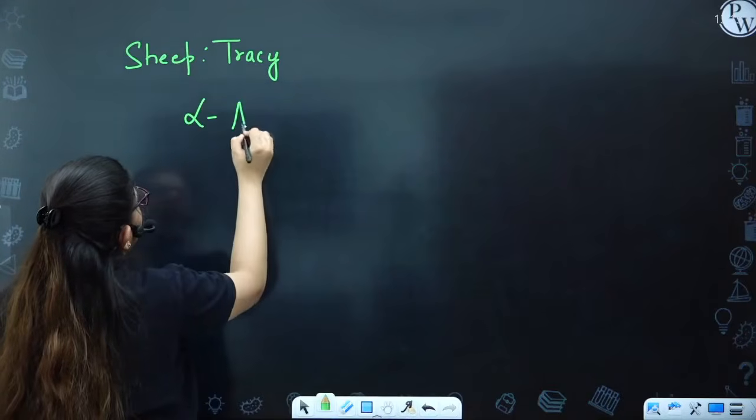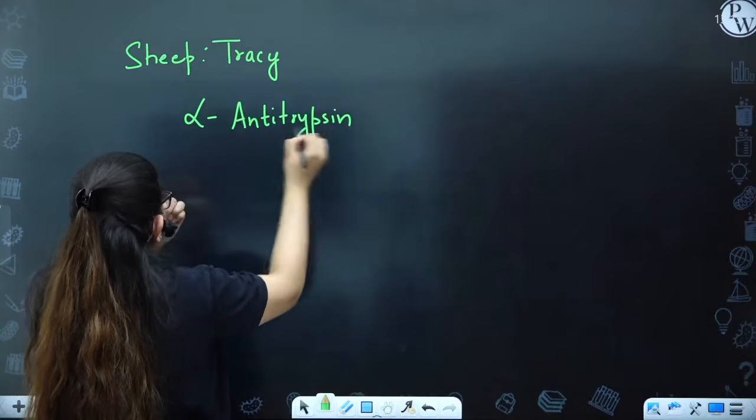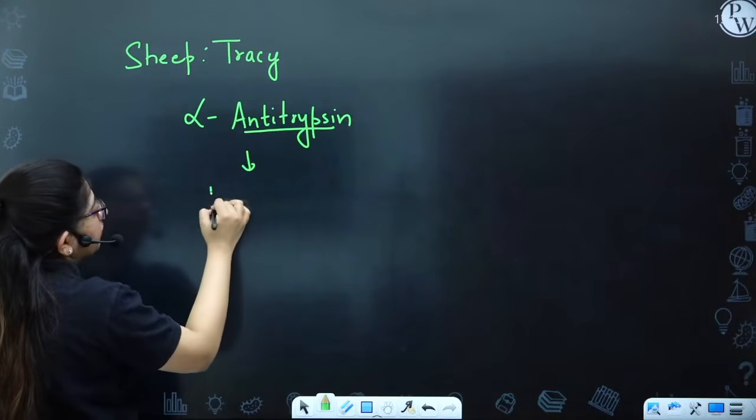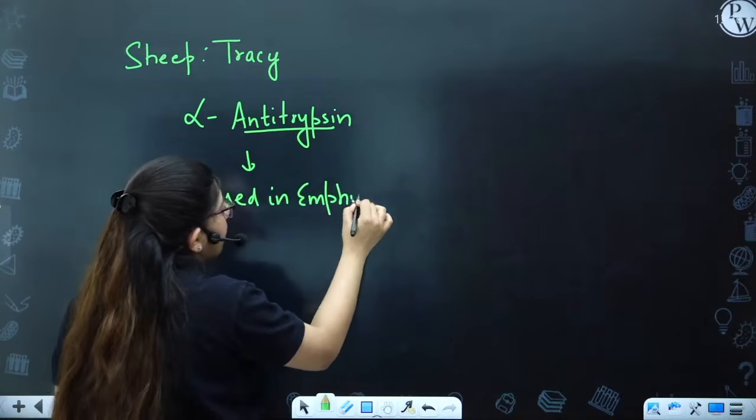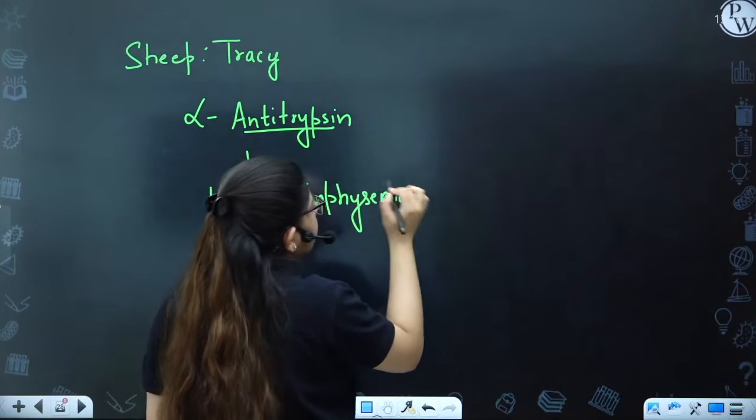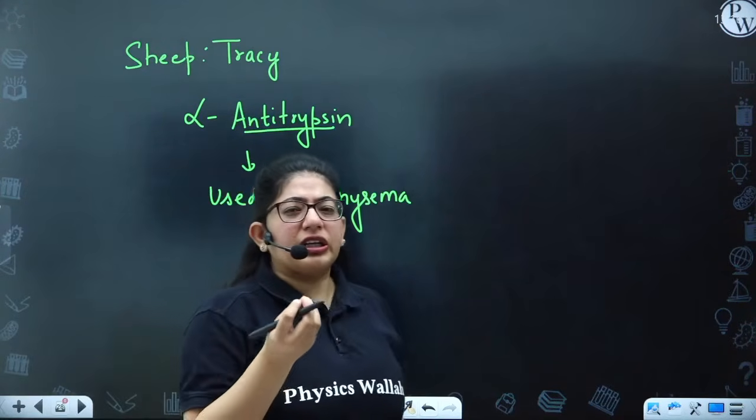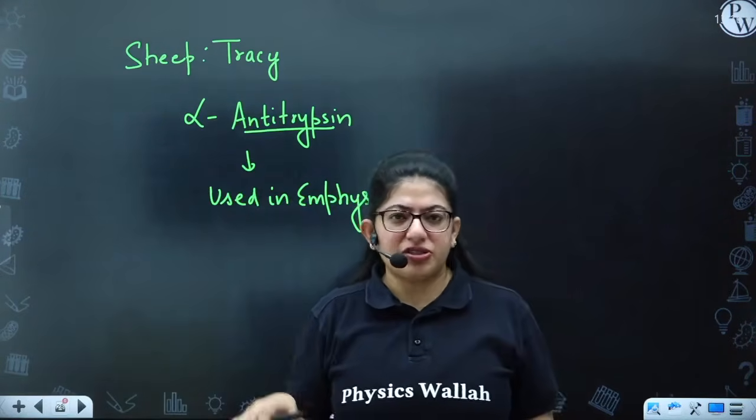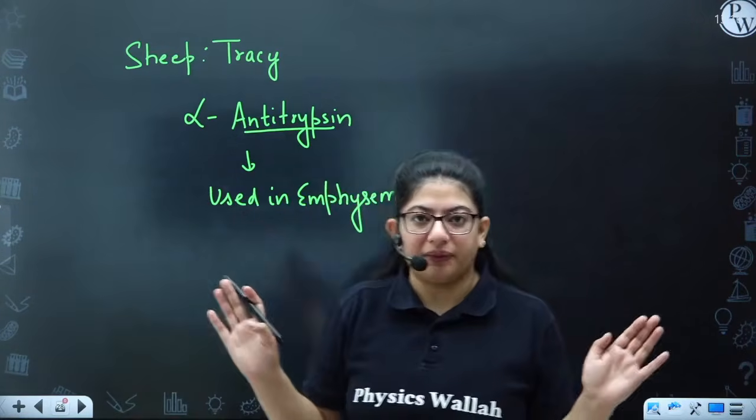So this Tracy was producing alpha antitrypsin. What is antitrypsin? It is used in emphysema. You must have heard of this disease, emphysema. I have taught you in the chapter on breathing and exchange of gases. It's a disease where if a person smokes a lot, the lower respiratory tract gets damaged, reducing the surface area, hence no exchange of gases and a person can die.